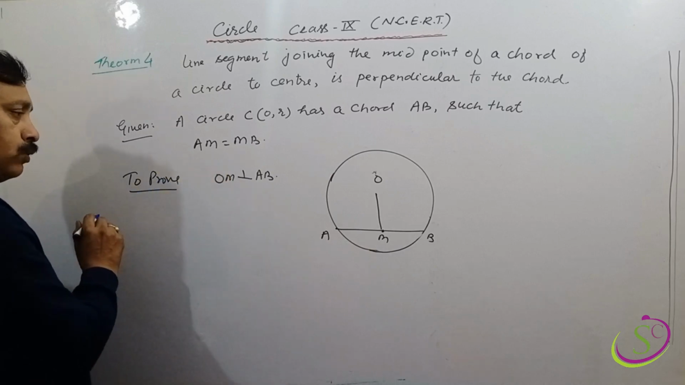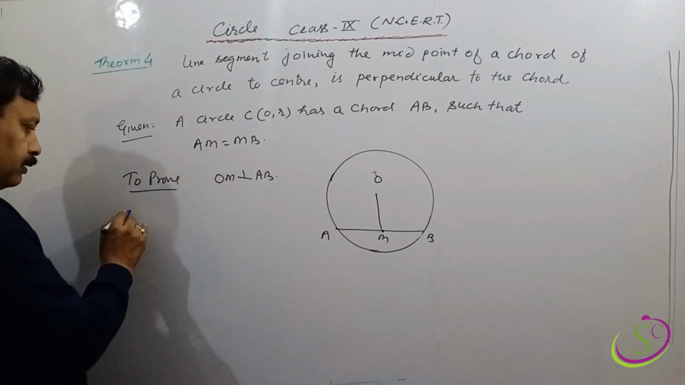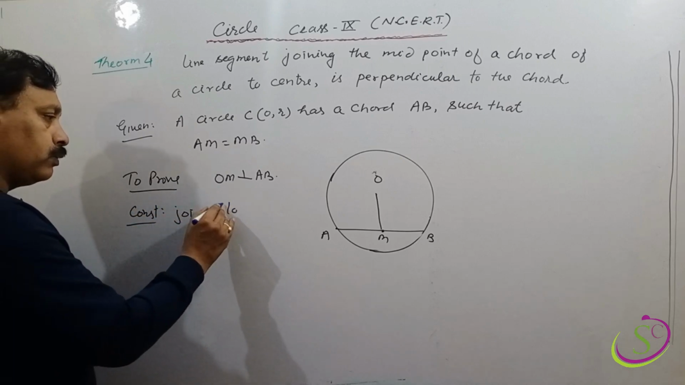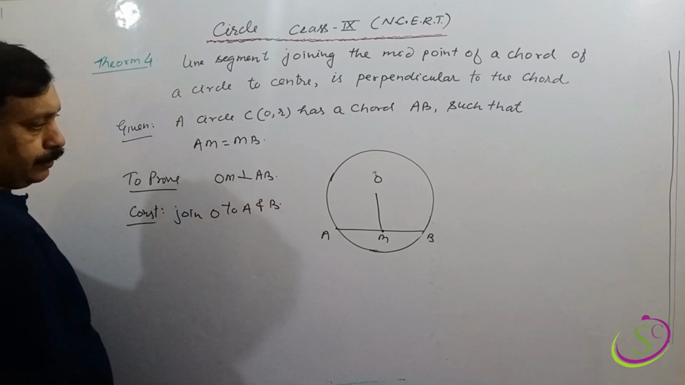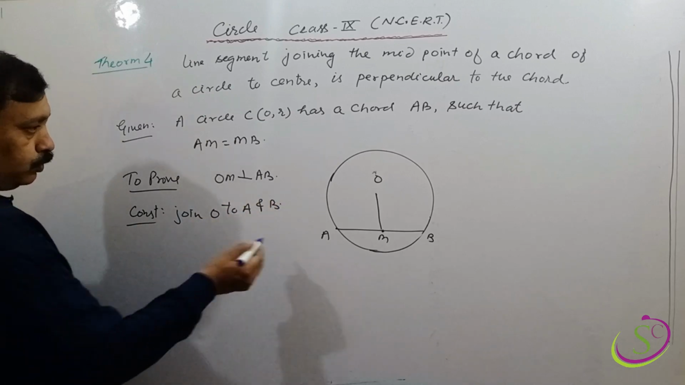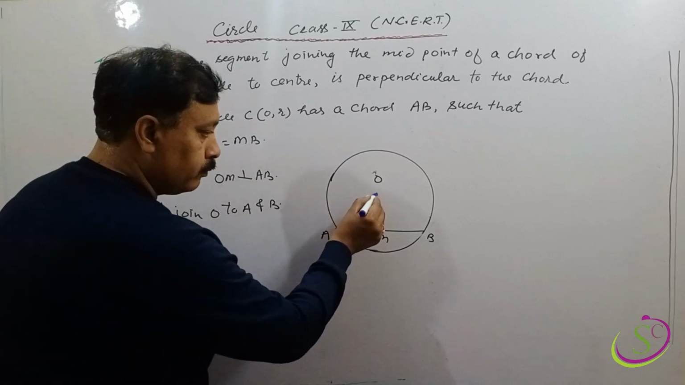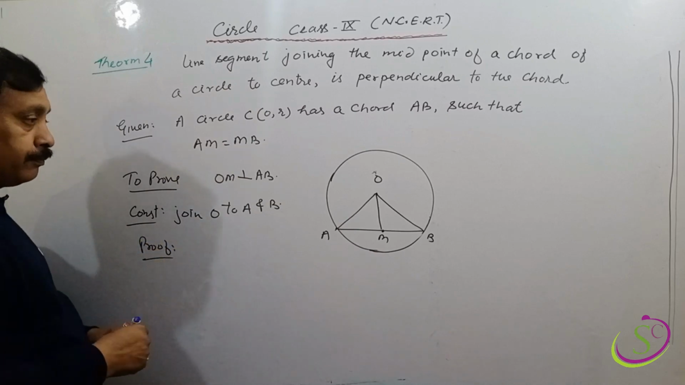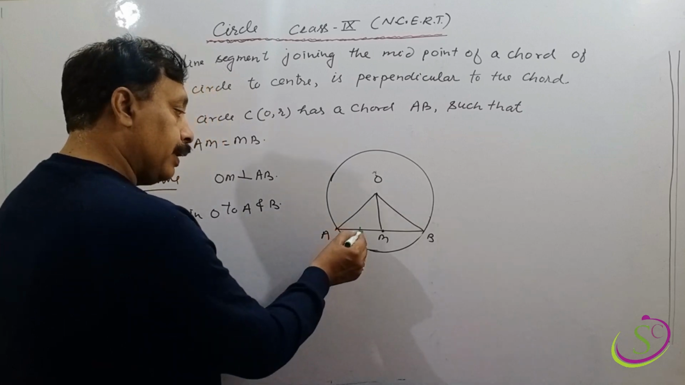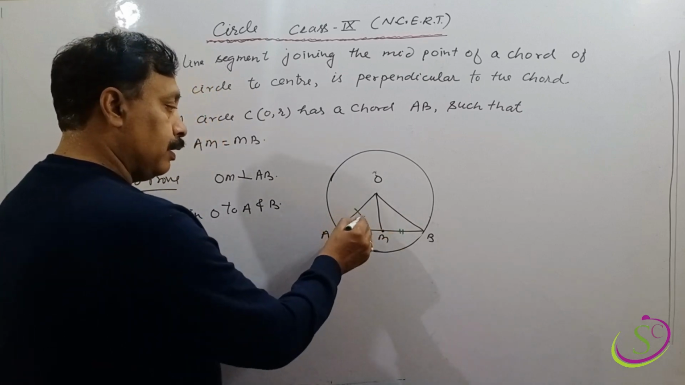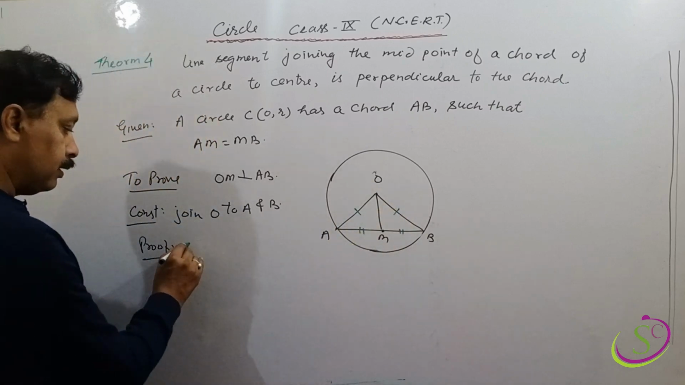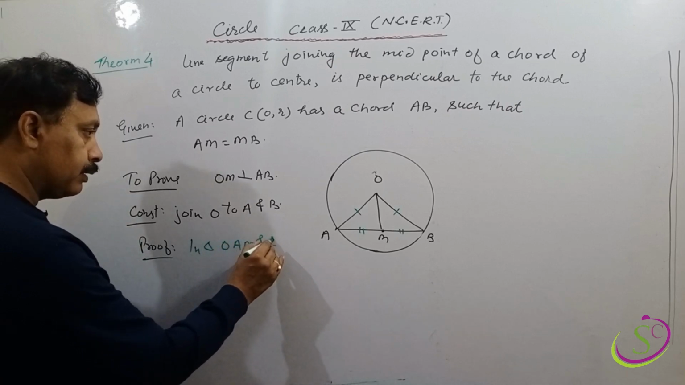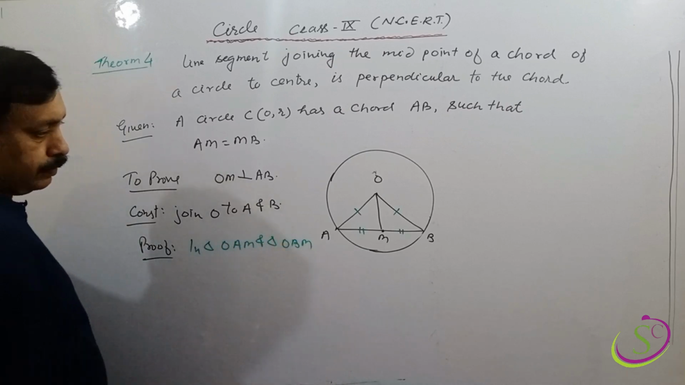To prove this, we have to do some construction, and the construction is: join O to A and B. Clear? So join it. Just prove. Yes dear. See, AM equal to MB, OA equal to OB. See, in triangle OAM and triangle OBM. Clear?